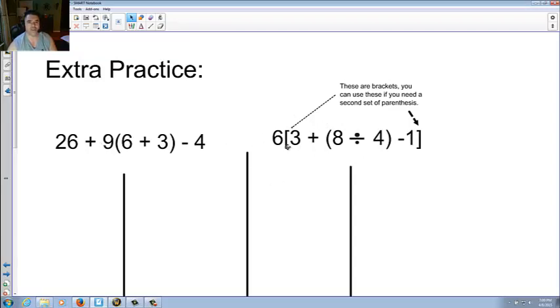Go ahead at this time and give both these a try. Pause and unpause when you have them. Let's see how you did.